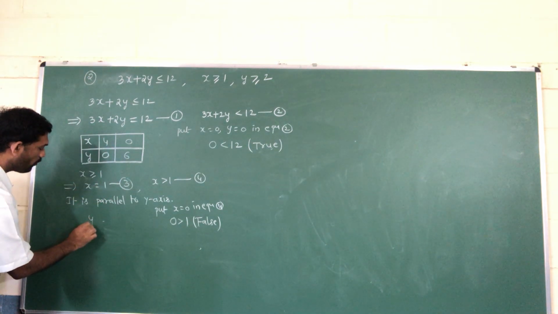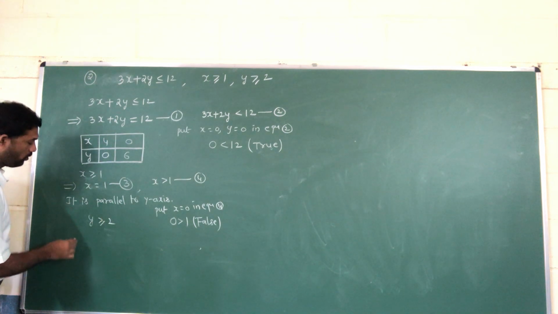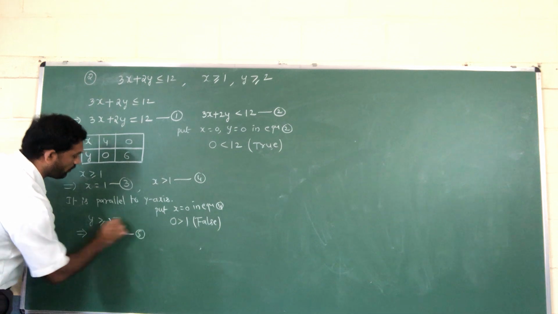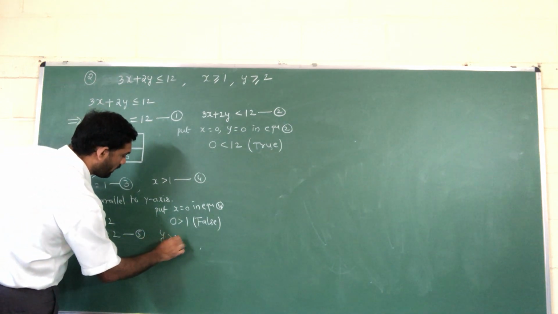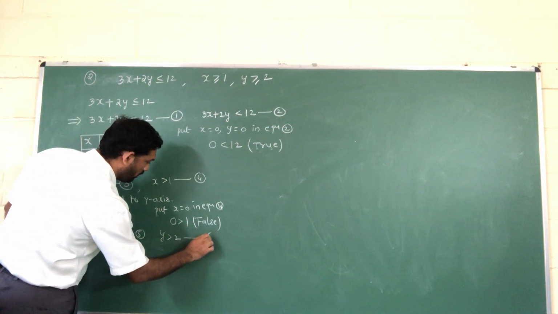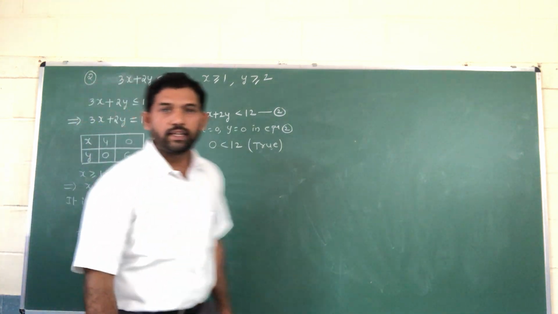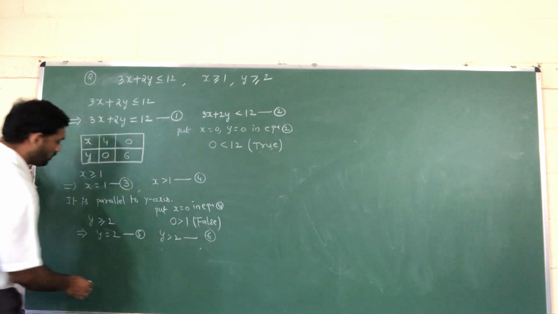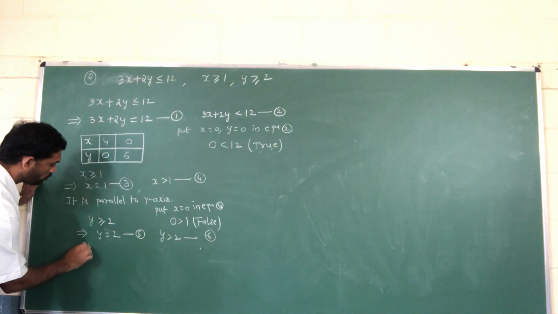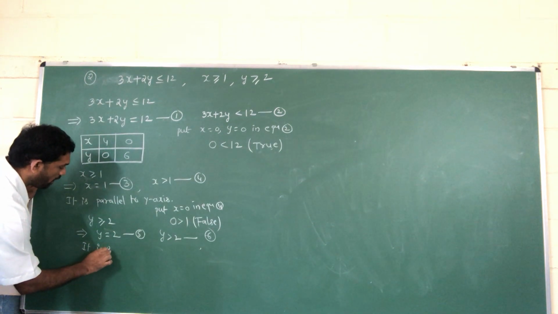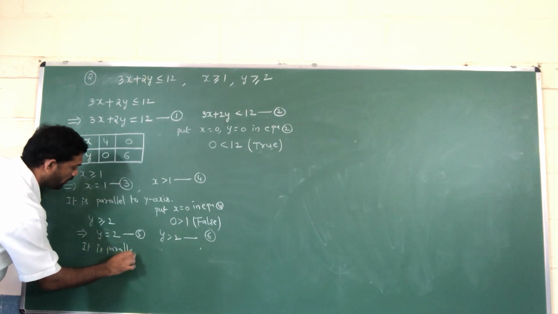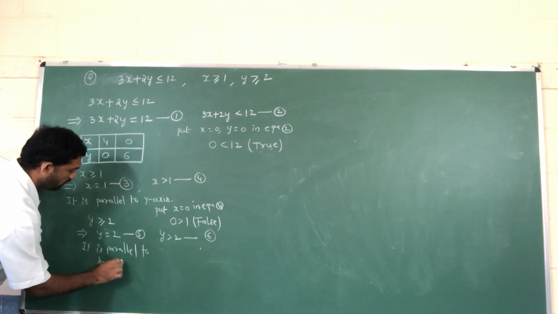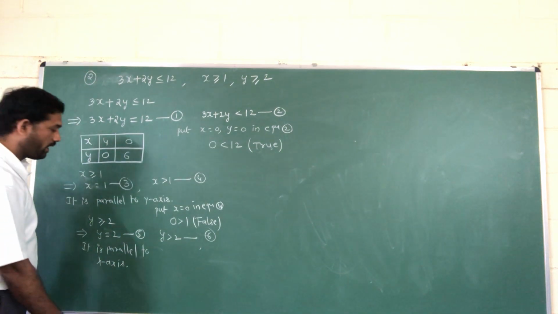So next one, last one. y greater than or equal to 2 implies y equal to 2, equation number 5. And y greater than 2, that is equation number 6. Same procedure. So y is equal to 2 means what? According to the previous problem, it is parallel to the x axis.